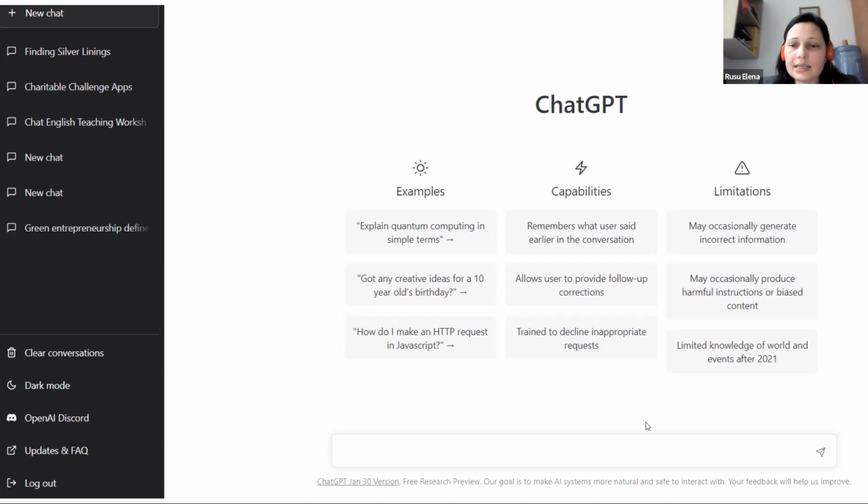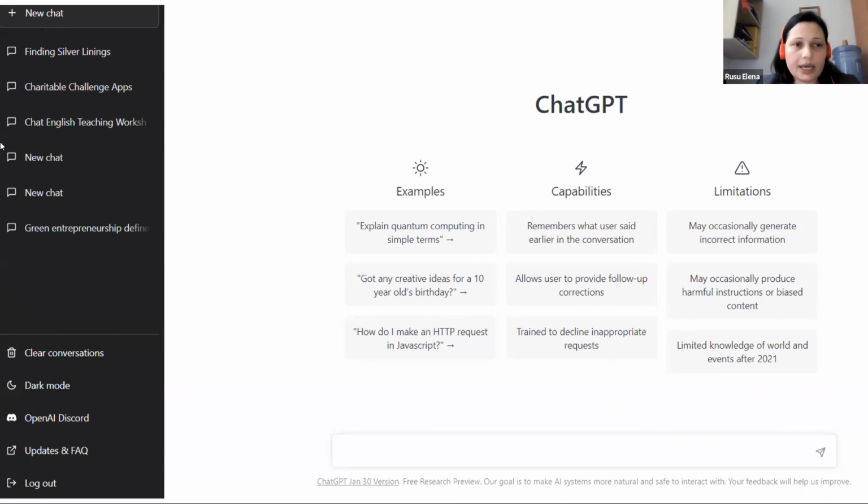On this screen, you can see that there are examples, capabilities, and limitations. For the limitations, we have limited knowledge of the world and events after 2021. So if you're looking for some information related to 2022, 2023, the information will be missing. If you're asking who is the president of the United States now, it will write, of course, the previous president of the United States, because ChatGPT doesn't have access to the information related to 2022.